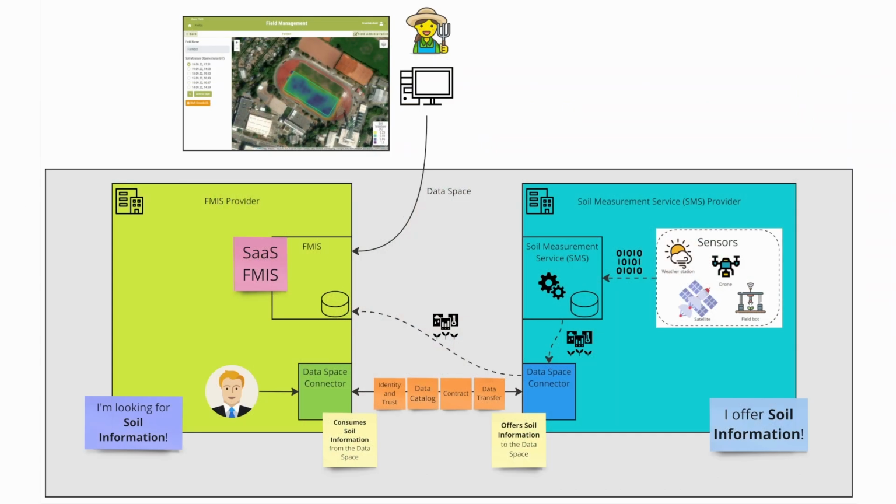This is how soil moisture data offered by Dataspace participants, in this example the SMS company, has been discovered by another Dataspace participant, in this case the FMIS company, how they negotiated a contract for consuming the soil moisture data, and how the soil moisture data was finally transferred from the providing party to the consuming party. The FMIS company can use the data to offer its customers, for example the farmers, more comprehensive services, and the SMS company found a way to share their data under certain conditions in a secure and trustful way.